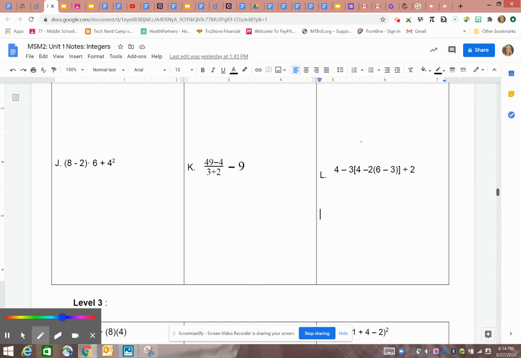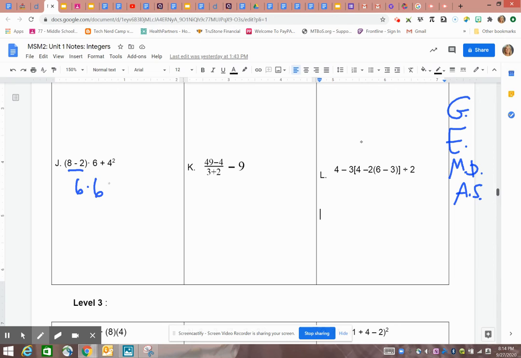So let's take a look at letter J. I've got parentheses, a multiplication sign, adding, and an exponent. So I really think we've got all the steps of our GEMDAS here that we can practice. So starting with our parentheses, 8 minus 2 is 6. So my next steps are going to follow next to it. 6 times 6 plus 4 squared.